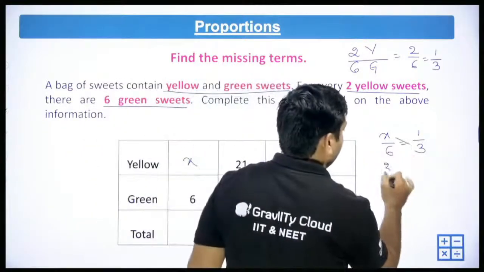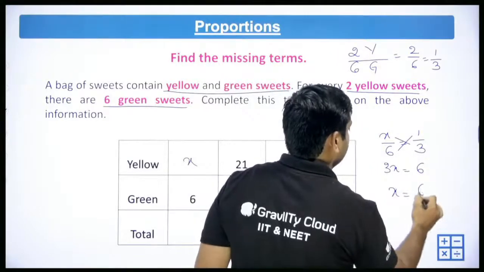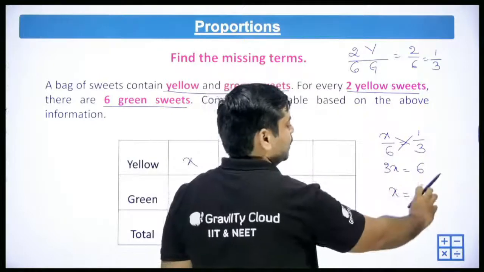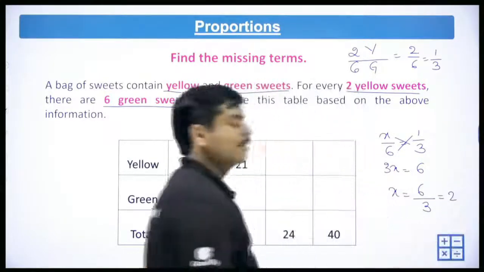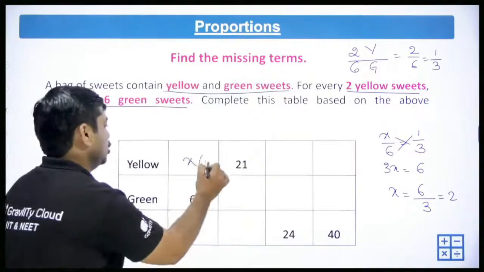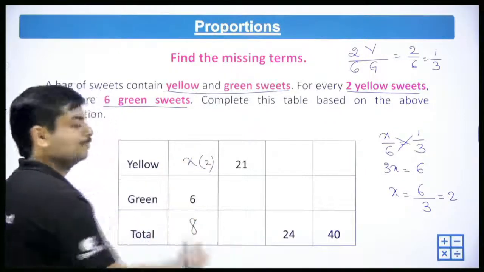X into 3 is 3x, equal to 1 into 6, which is 6. So x is equal to 6 by 3. This number 3 will be transferred to this side, and becomes by 3. 6 by 3 is equal to 2, so this answer will be 2. 2 and 6, 2 plus 6, the total is 8.